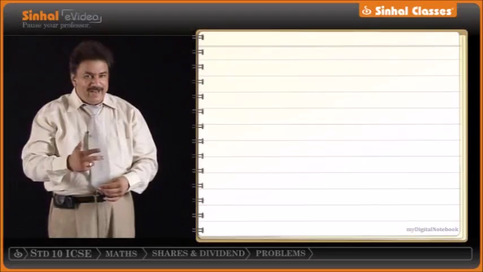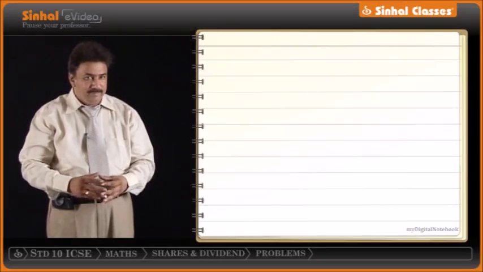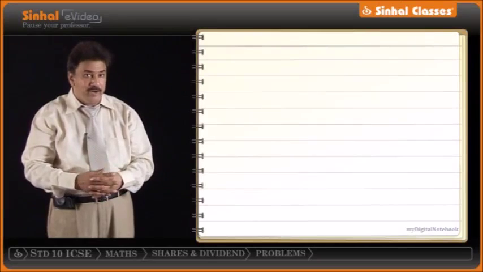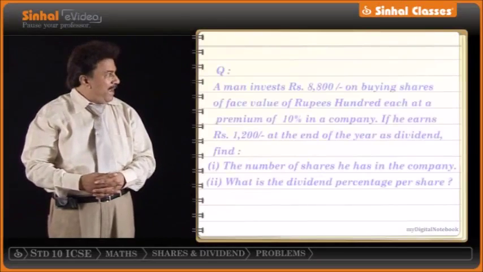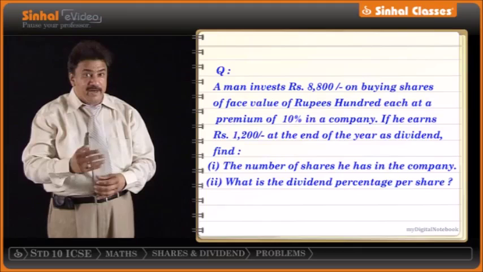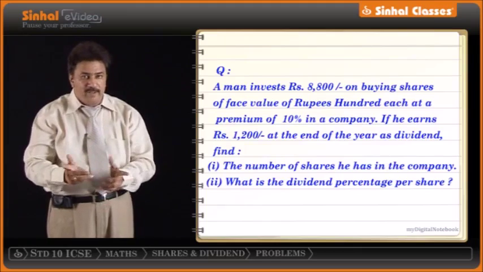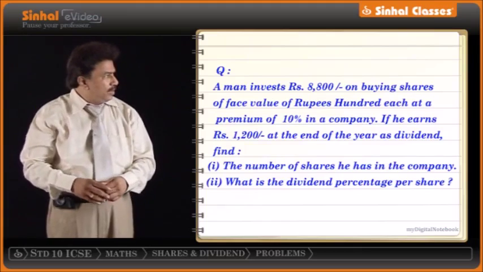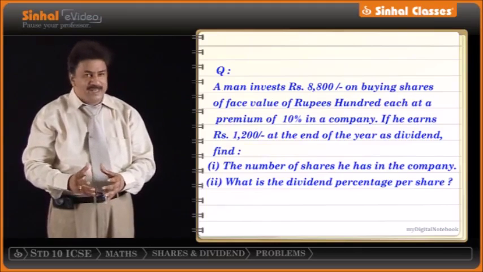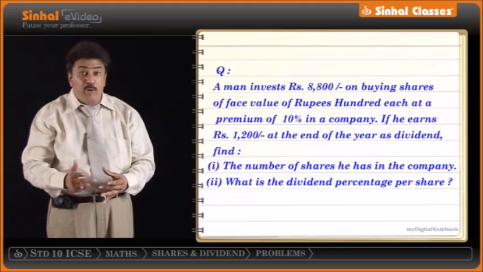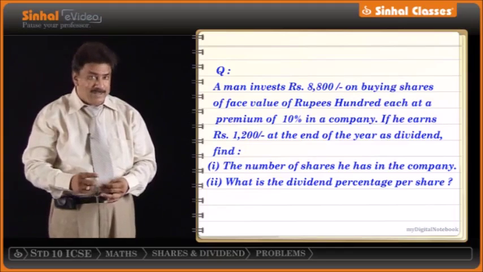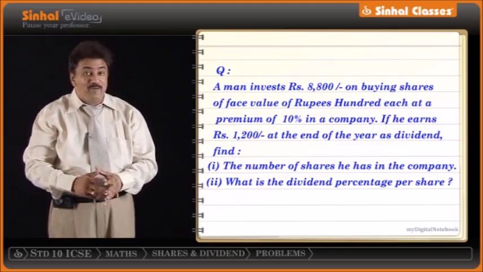Now, after reading the next sum, see what do you get? See what you collect from the information given to you. A man invests rupees 8,800. That means in this sum, the investment given to you is rupees 8,800, on buying shares of face value rupees 100 each. That is, nominal value rupees 100. What else? A company declares a premium of 10%.